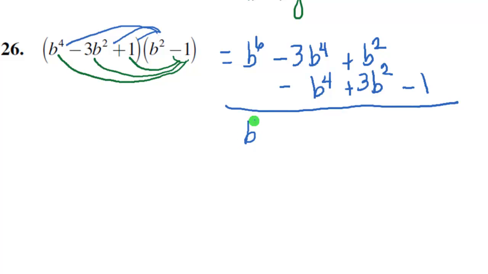This gives me a b to the 6. Here I have a negative 3 added to a negative 1, so that's a negative 4b to the fourth. Then I have here a positive 1b squared added to a 3b squared, which is a positive 4b squared, and then minus 1. No more like terms, so that's our answer.